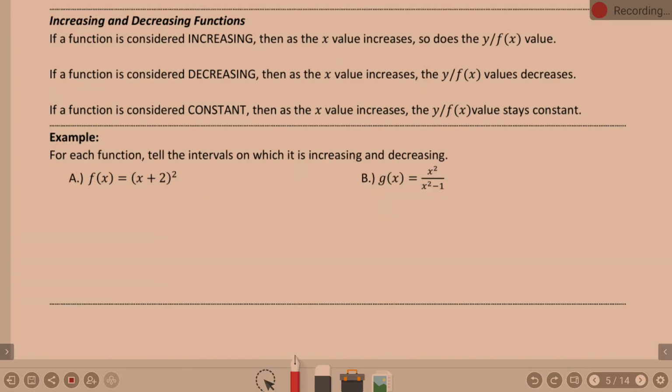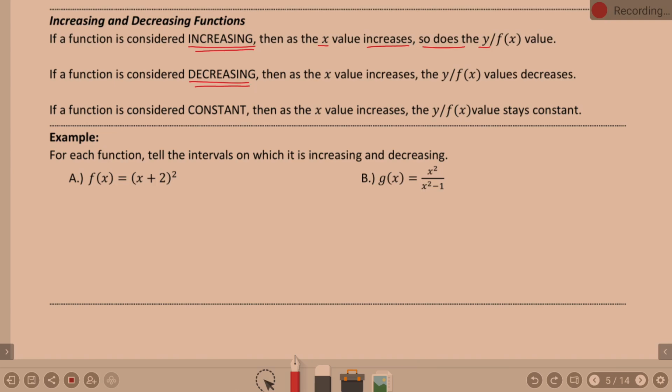Okay, let's talk increasing and decreasing. You did this in Algebra 2, Chapter 1 last year, because my Algebra 2 kids this year have already tested on increasing and decreasing. If a function is considered increasing, the x value increases and so does the y value. As you move right across the graph, so does the y. So as x increases, y increases, my graph is increasing.